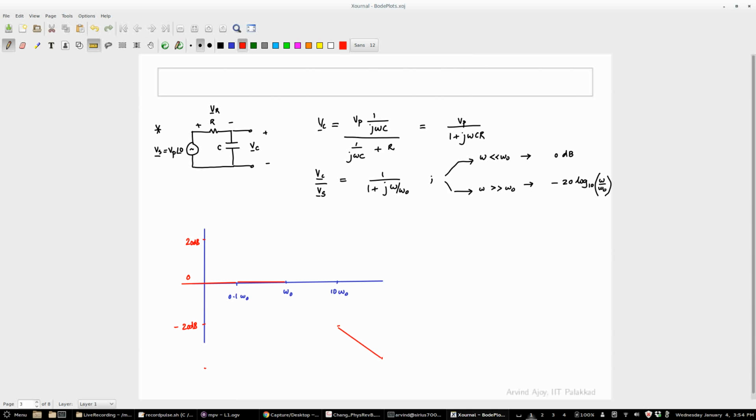At 10 omega 0, I'm going to be at minus 20 dB, right? When this is 10 omega by omega 0, log 10 would be 1, so minus 20 dB. And at 100 omega 0, I will be at minus 40 dB. So I go ahead and join them by a straight line and extend this line all the way to high frequency, right? So that should be a straight line. Okay, that doesn't look like a straight line, but you get the idea.